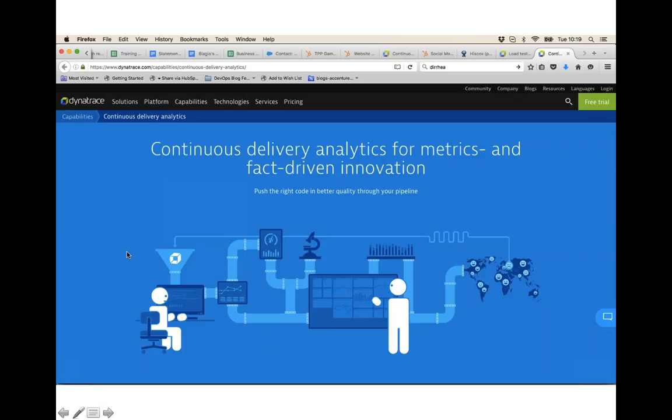So, we are a Dynatrace partner, and I've just got a few screenshots from Dynatrace. This one really is about continuous delivery analytics for metrics. So this is kind of interesting. Taking this idea of monitoring and being able to report business value to another level is actually being able to analyze your continuous delivery performance and then give yourself the facts that enable you to choose what to innovate.